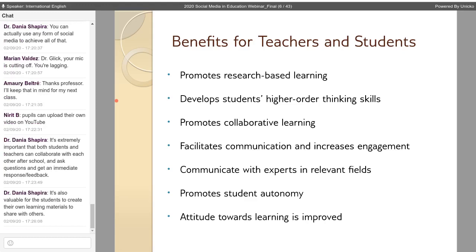The video is then uploaded to YouTube, to a school YouTube channel, to a class YouTube channel, to your institution's YouTube channel, which can be password protected. Once they've uploaded the video, the next step would be to vote for the best video or for the best solution.